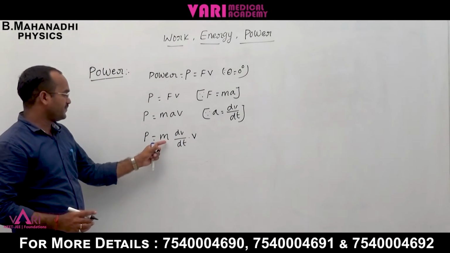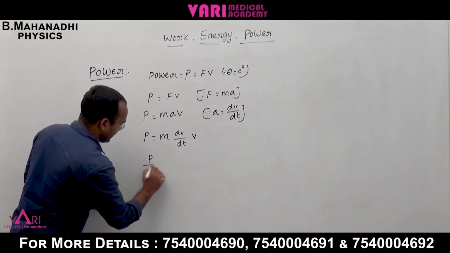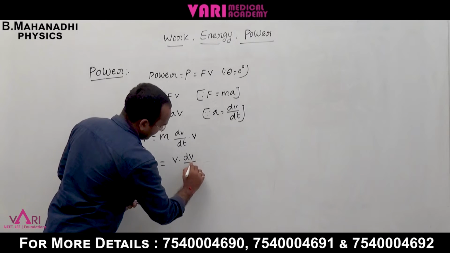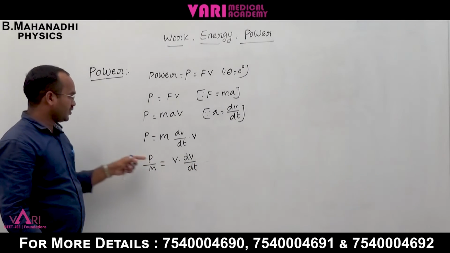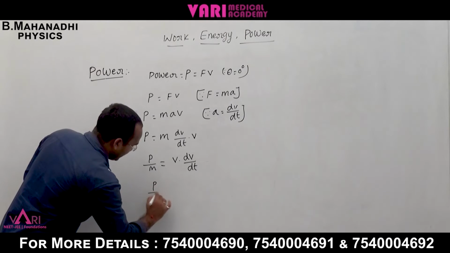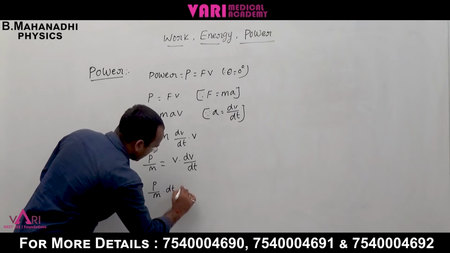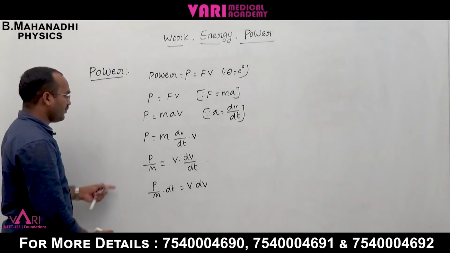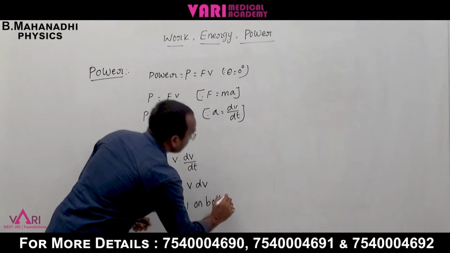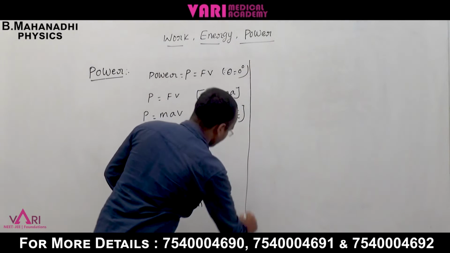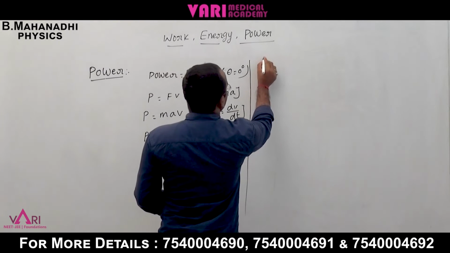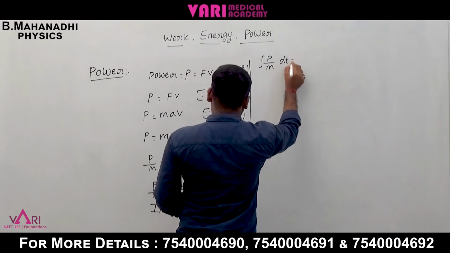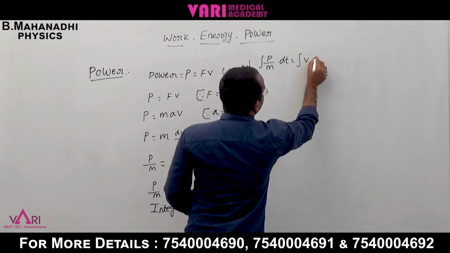Now this m is moved to the left side: p by m is equal to v into dv by dt. Now dt is moved to the left side, meaning p by m into dt is equal to v into dv. Now integrate on both sides: integral of p by m into dt is equal to integral of v into dv.